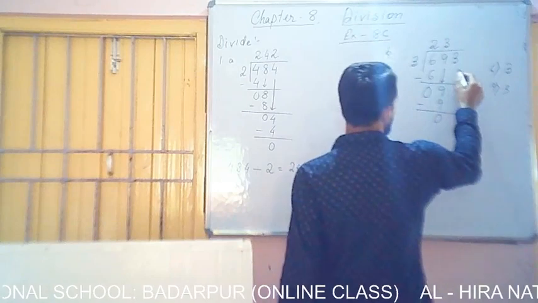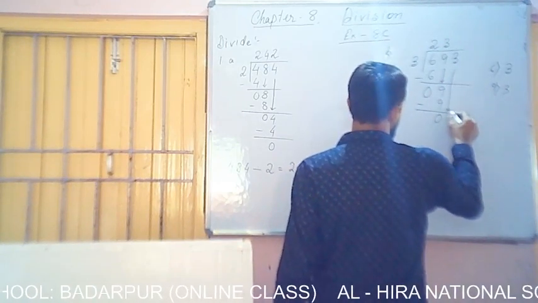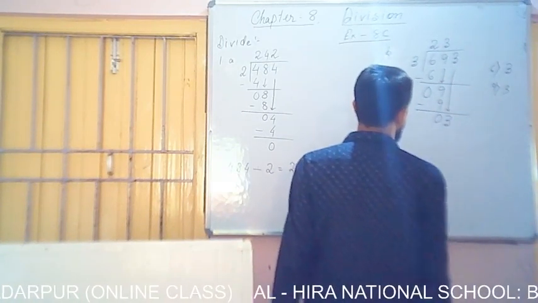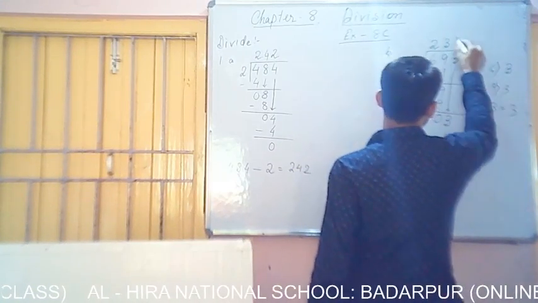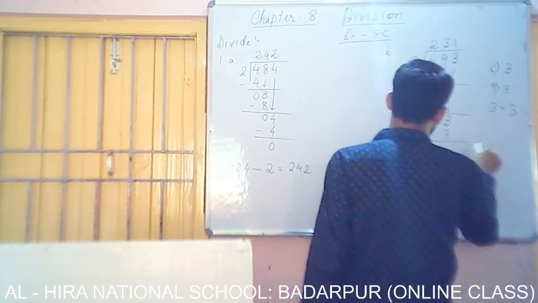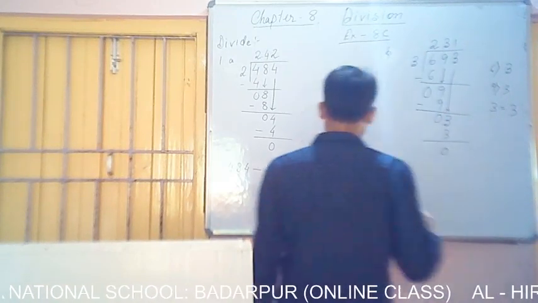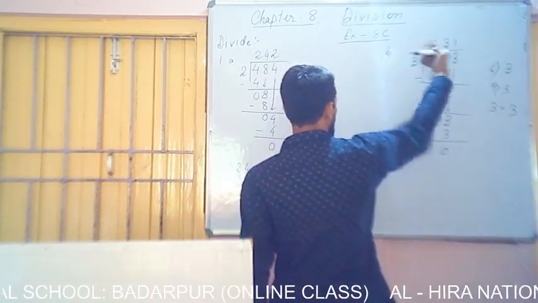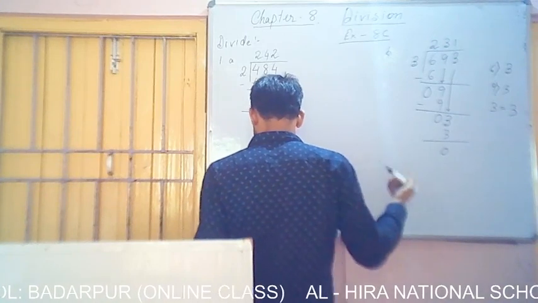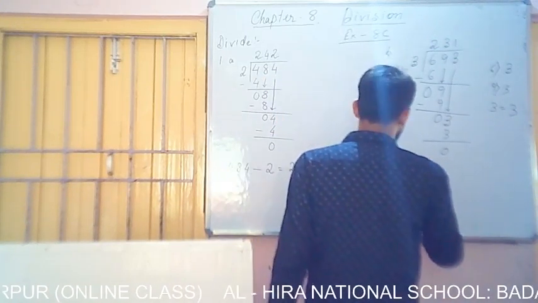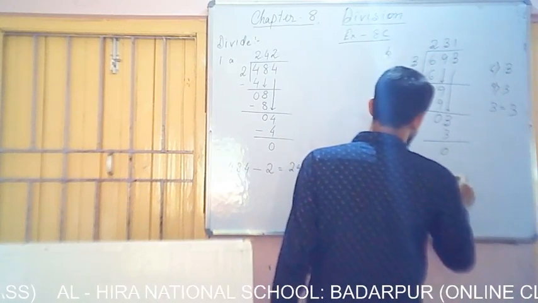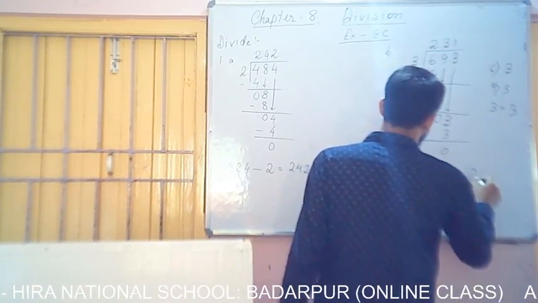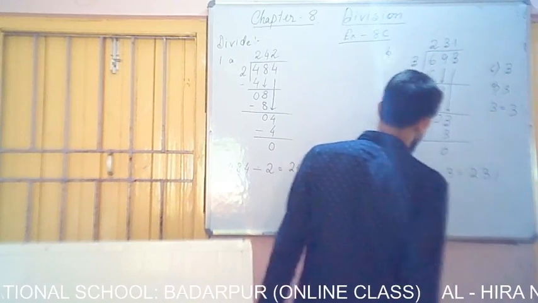Now the last digit remaining is 3. We have to write 3 here. 3 and 3, dividend and divisor both are equal. So 3 ones are 3. 3 minus 3 equals 0. Okay. The quotient is 231 and the remainder is 0. So we can write here 693 divided by 3 equals 231.